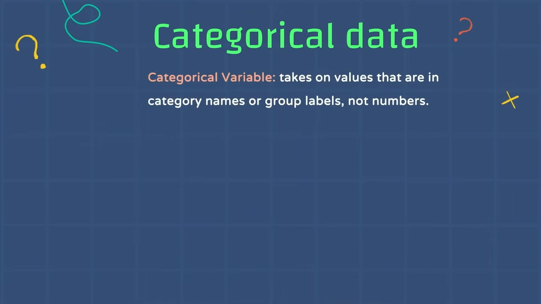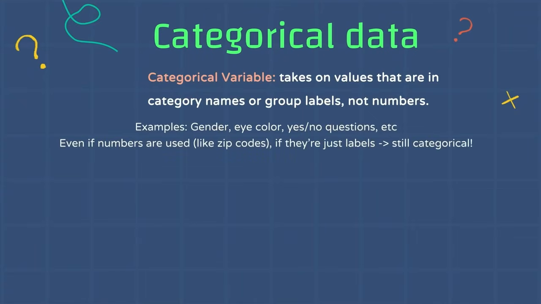What is a categorical variable? It takes on values that are category names or group labels, basically anything that isn't a number. Examples are gender, eye color, yes or no questions, etc. Even if numbers are used, like zip codes, if they're used as a label, it's still categorical.